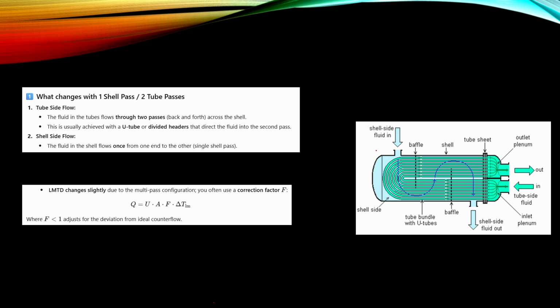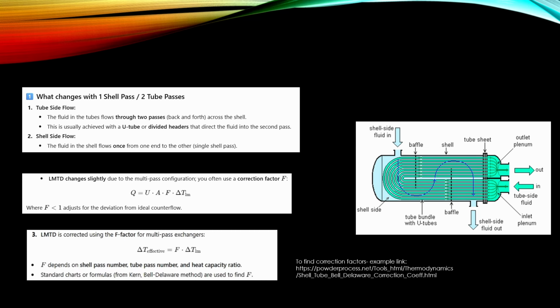In this picture on the right we see a simple example. Here we have the cold fluid coming into the shell, going up and down and out from here, and the hot fluid is coming in, going into the pipes, turning back in these pipe bends and going out from here. So in this case this system is not fully counterflow anymore.